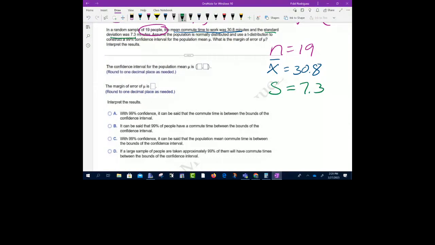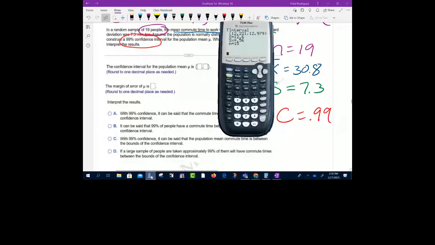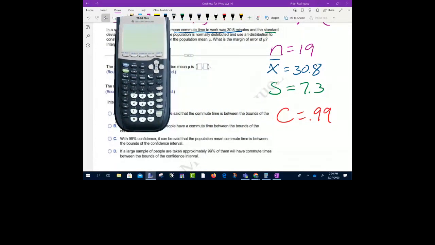And then right here, we're going to make a 99% confidence interval. So my confidence level is 0.99. I don't necessarily need to draw a picture here, because I'm going to use my calculator. So let's go back to stat, go over to test, and scroll down until we hit our T interval. Boom, right there. And we're going to stick with doing the stats, so make sure you're on stats.